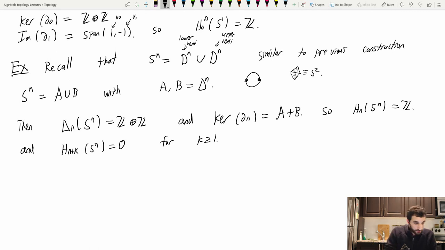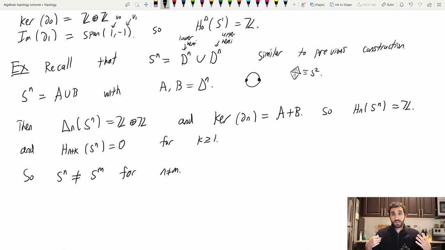The upshot is, Sn is not equal to Sm for n not equal to m. Whatever the higher number of n and m is, that one's going to have a Z in that higher homology degree, whereas the smaller one is going to cap out and isn't going to have any higher dimensional simplices, so it's not going to have any chance of having a higher homology group.